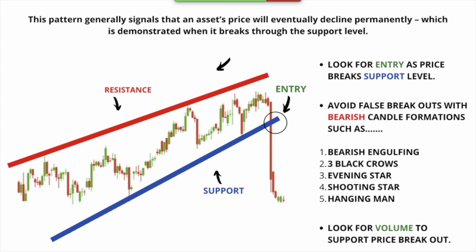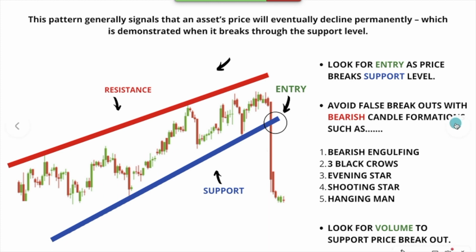So you're going to look for volume to support that breakout, and you're going to avoid false breakouts with bearish candle formations, such as the bearish engulfing candles, the three black crows, evening star, shooting star, and hanging man.